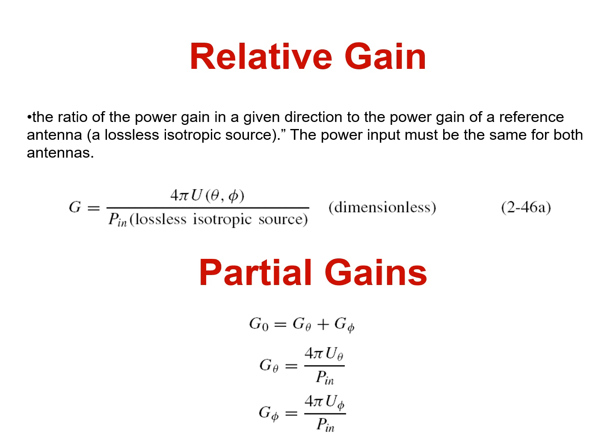So gain is equal to 4πU(θ,φ) divided by P_in of the lossless isotropic source. As discussed, the radiation pattern could have two components, a theta component and a phi component. So the directivity will have two components, D_θ and D_φ, called partial directivities. Similarly, the gain could also have two components, G_θ and G_φ, and these are called the partial gains in the theta and phi planes. So if we know the partial gains in the two planes, we can find the total gain of an antenna by adding the partial gains.